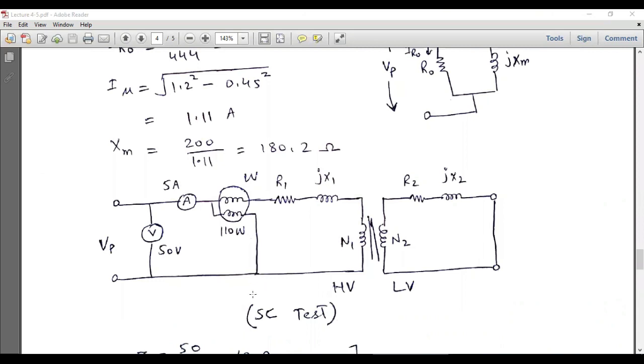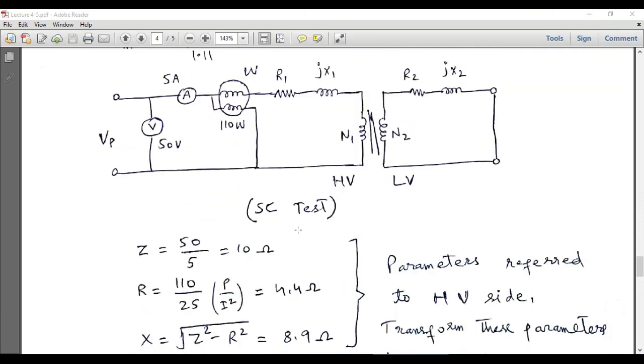Now we are moving towards the short circuit test, which will provide us the values of these series resistance and leakage reactance components. But we have to remember that the short circuit test is performed at the high voltage side, and these are the high voltage side parameters. And this low voltage side is actually short circuited in this case.